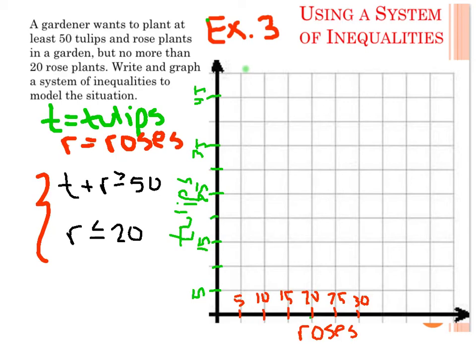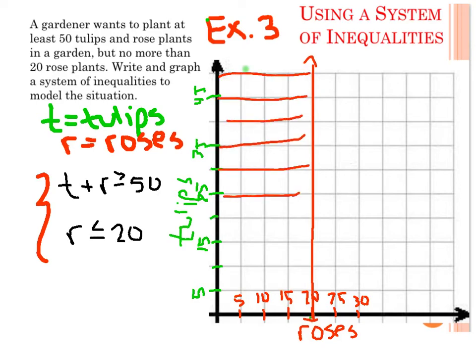Okay, so since R is already solved for right here, and we're treating that like X, then X less than or equal to 20 is going to be a vertical line at 20. Less than or equal to is going to go this way. Okay. Now the next one, I actually have to solve for T here. So I'm treating T like I would Y. So I'm going to bring the R over.